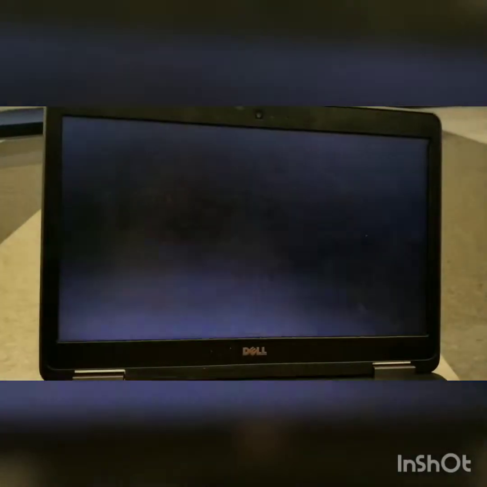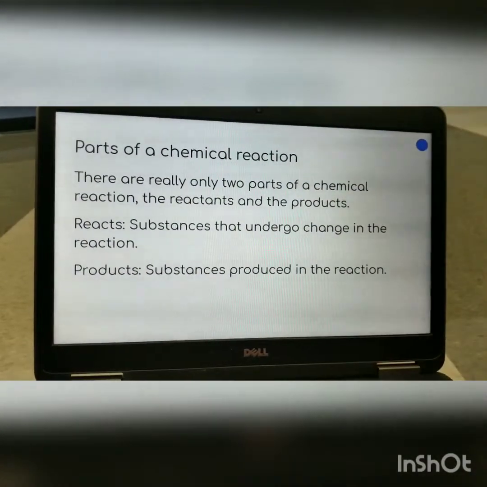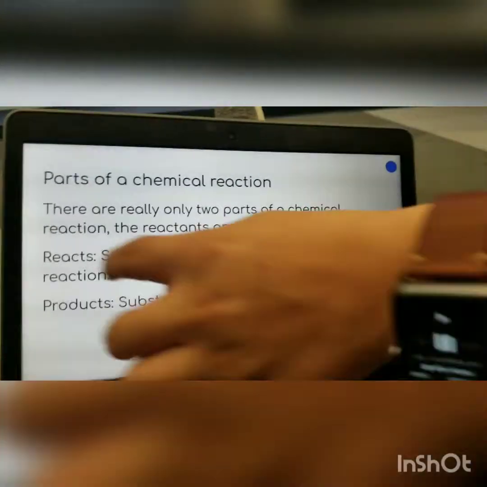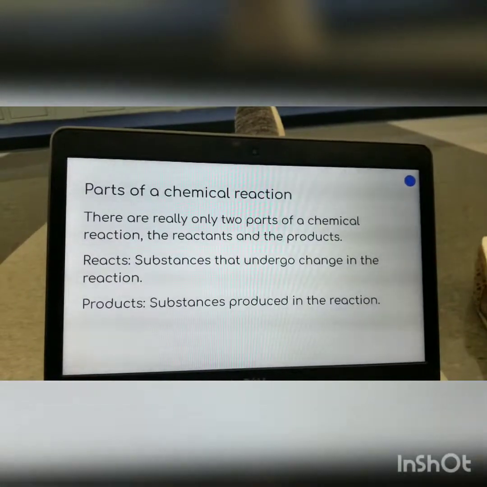What? I was going to read it. I also just realized that says reactants.